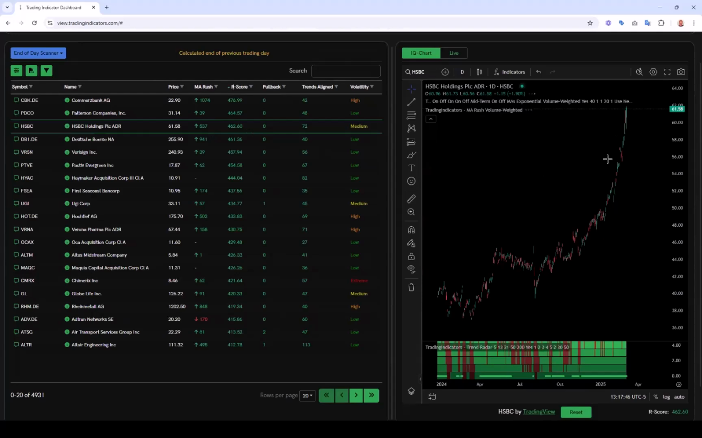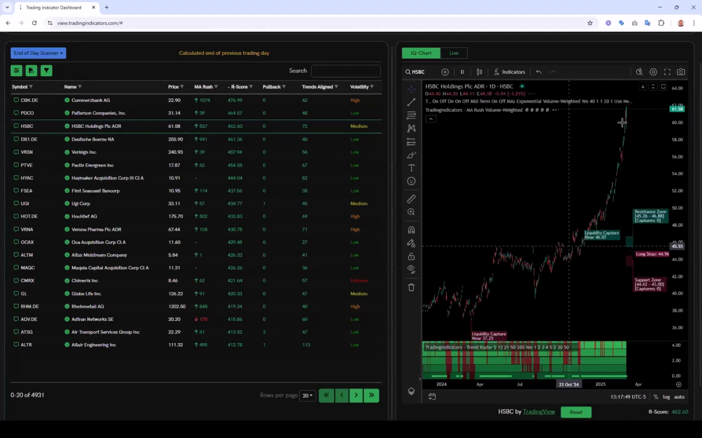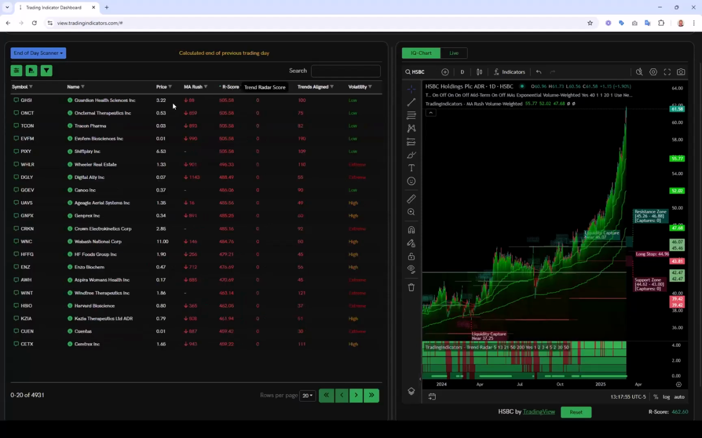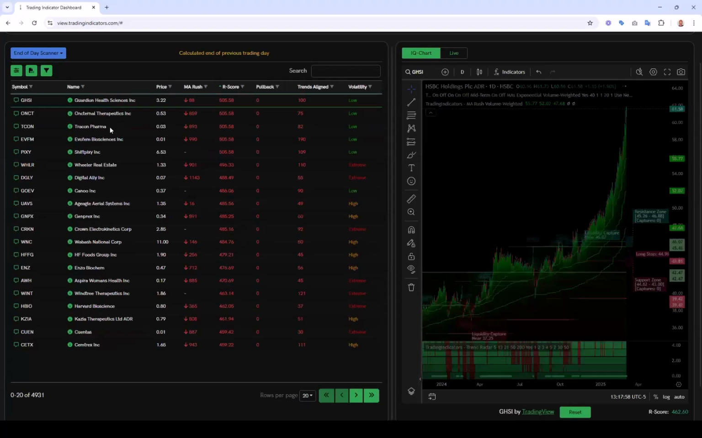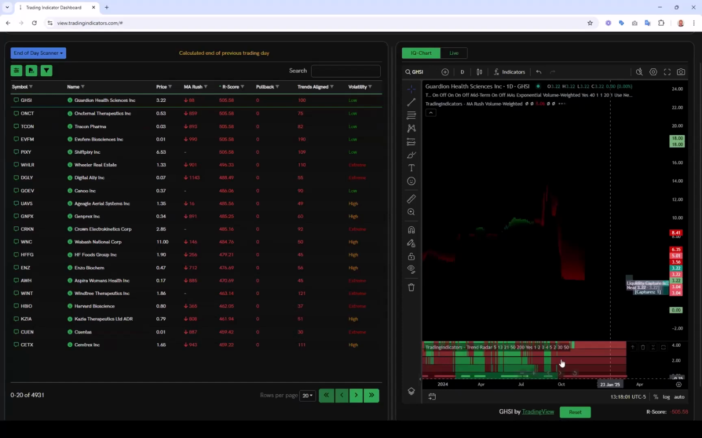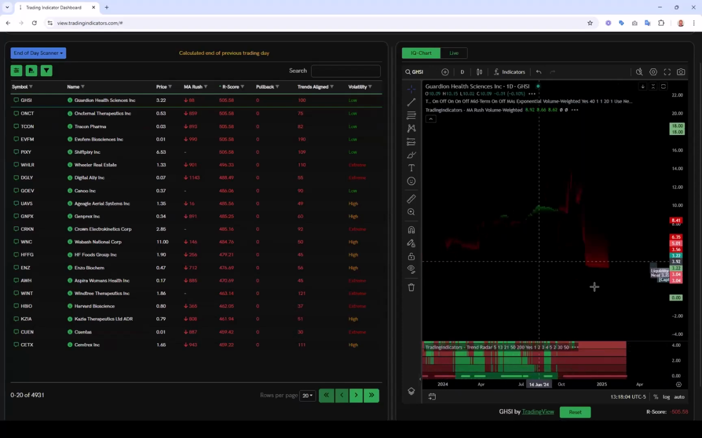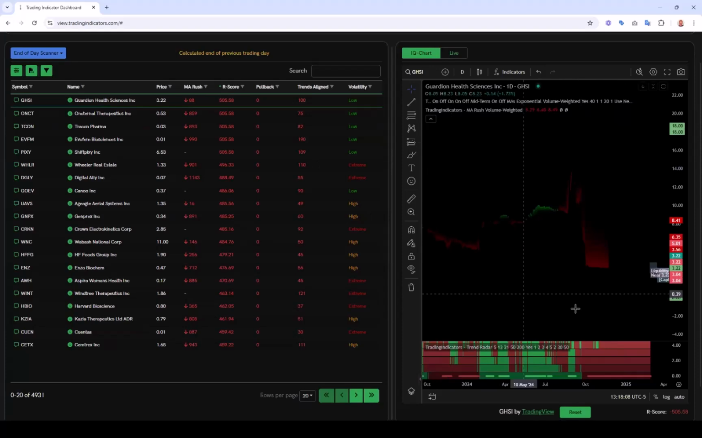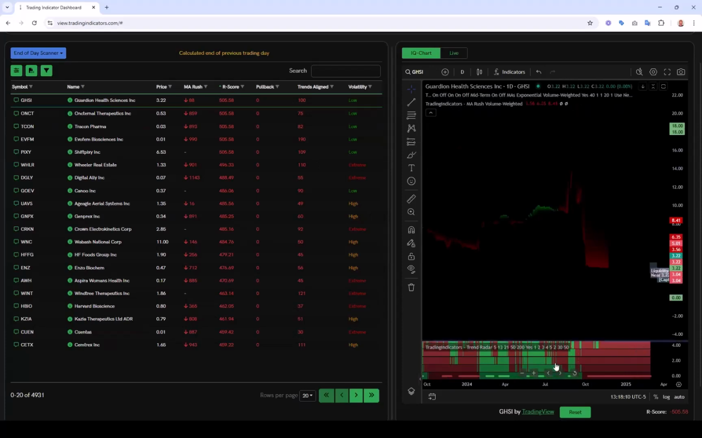HSBC, super bullish. Look at this one, short term. It's parabolic. It's a huge score, 462. Or in the opposite direction, this one here, GHSI. Super bearish. Look at how red everything is here in trend radar. Super bearish in the more recent look back. This is a way for you to see, hey, what is happening more recently besides the macro trend.